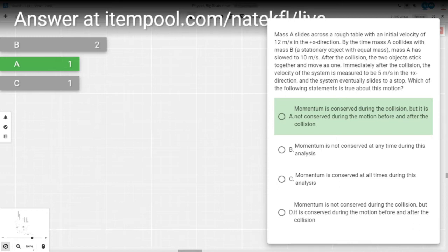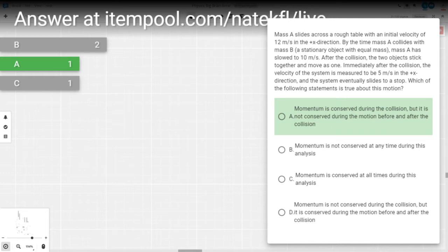However, at the very beginning, it says that an object is sliding at 12 meters per second, and then when it comes to the collision, it's slowed down to 10 meters per second. So it tells you it slowed down, which implies that some other force, likely friction, acted on that object. Yep, it says it's on a rough table too.